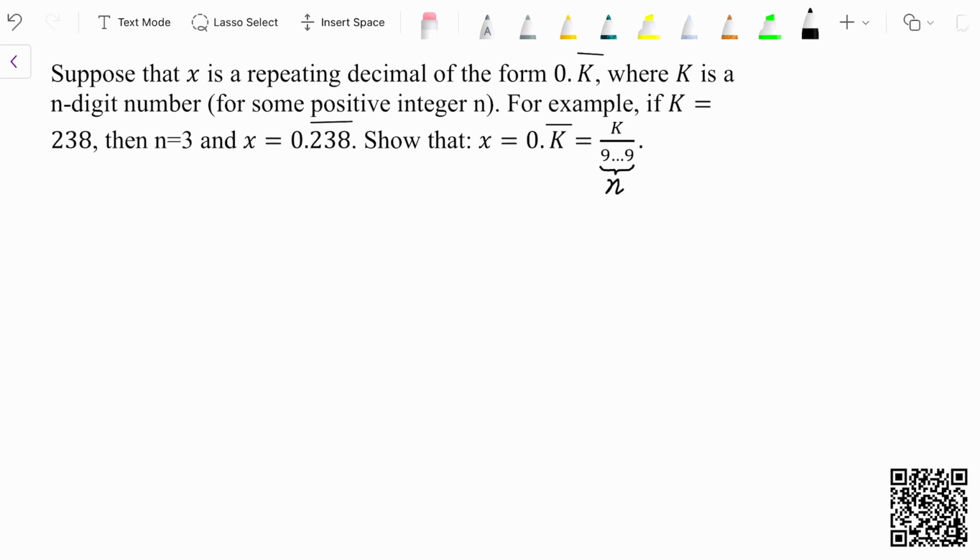So today's only question is, suppose that x is a repeating decimal of the form 0.k with a bar, where k is an n-digit number for some positive integer n. For example, if k equals 238, then n is 3 because there's 3 numbers repeating, and x equals 0.238 with a bar. Show that x equals 0.k repeating, which also equals k over 9...9 with an n amount of 9s.